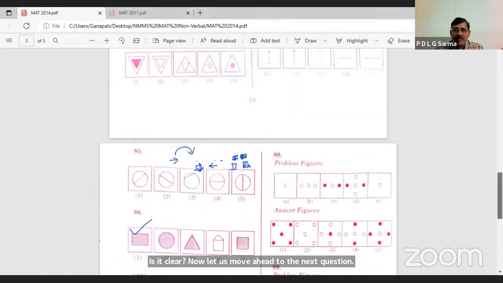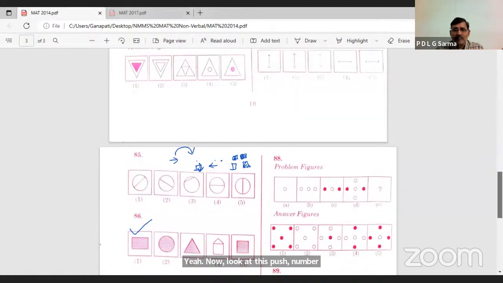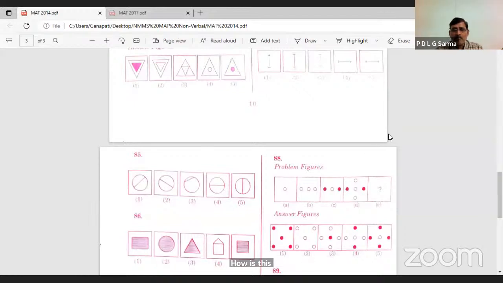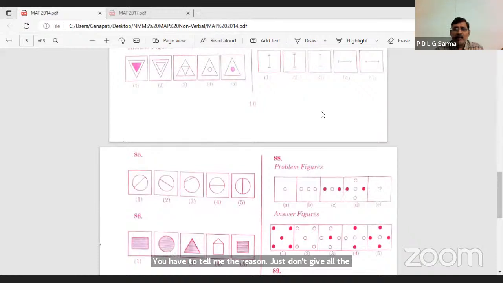Now look at question number 88. I will clear the drawing so that it is easy for you. How is this formed? Just observe. You have to tell me the reason. Please don't give only answers. You understand that these are reasoning type questions, so you have to understand the reasoning or the logic behind it, not a mere answer.